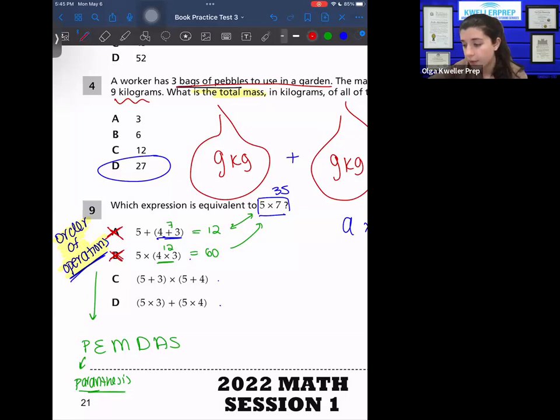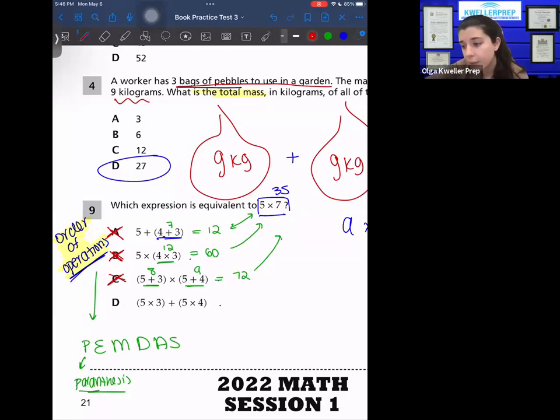Now, what happens next? What happens in the next choice? What's 5 plus 3? 8. And what's 5 plus 4? 9. We have two parentheses now, so we do each operation within our parentheses first, following the rule of PEMDAS, and then in the middle, it tells us multiply them out. So that equals 72. Is that the same thing? Nope. So we get rid of this as well.